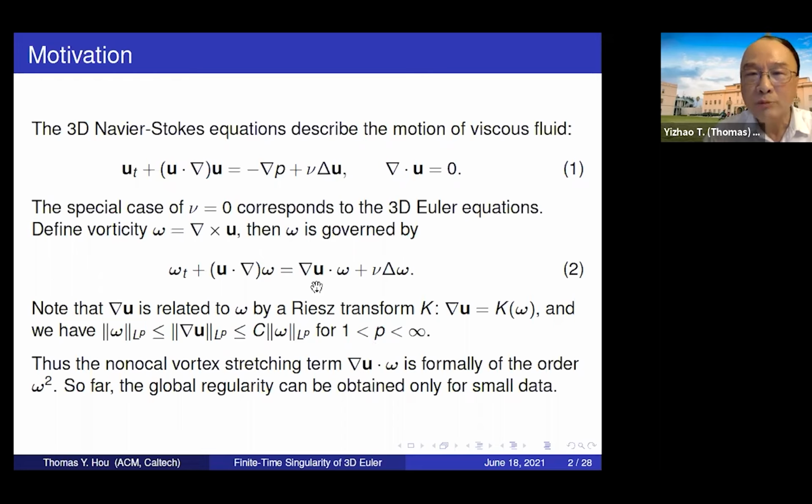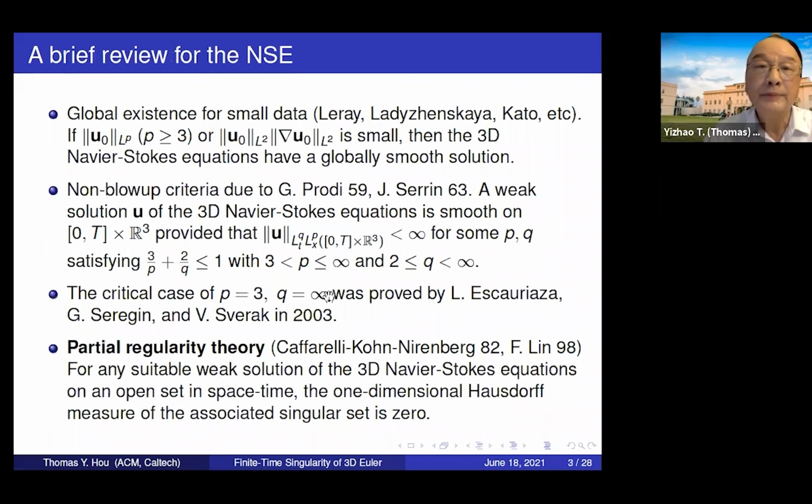If this were really like omega squared, we know that it would blow up for large initial data. But so far, the incompressible Navier-Stokes equation is only known to have global regularity for small data. So this is the result. Small in the sense that the initial data is small either in L^p norm with p greater than or equal to 3, or in this dimensionally invariant product of the initial data, and then you have global regularity.